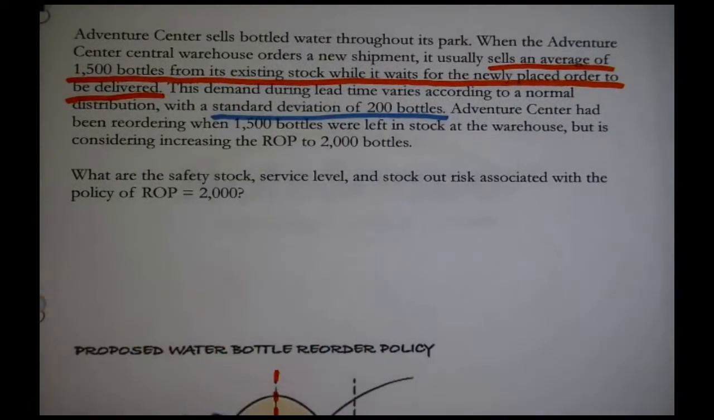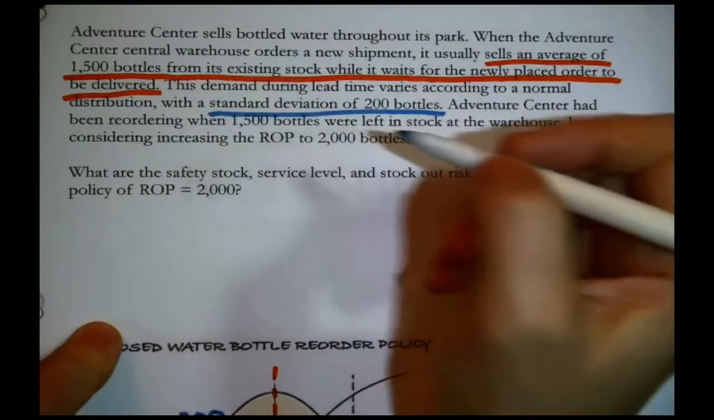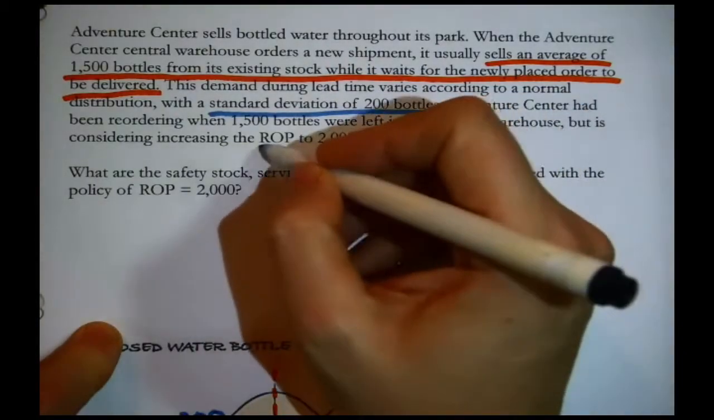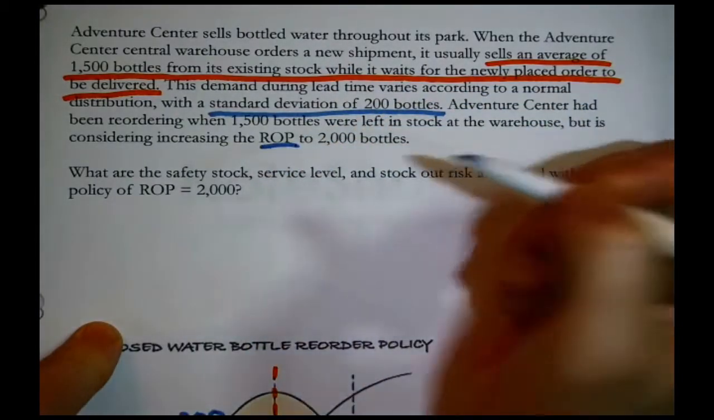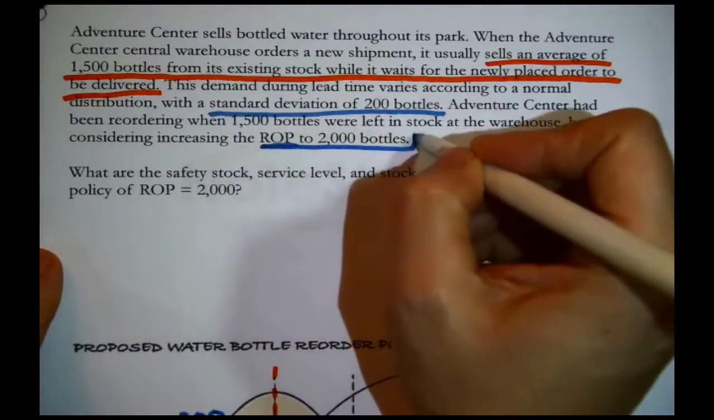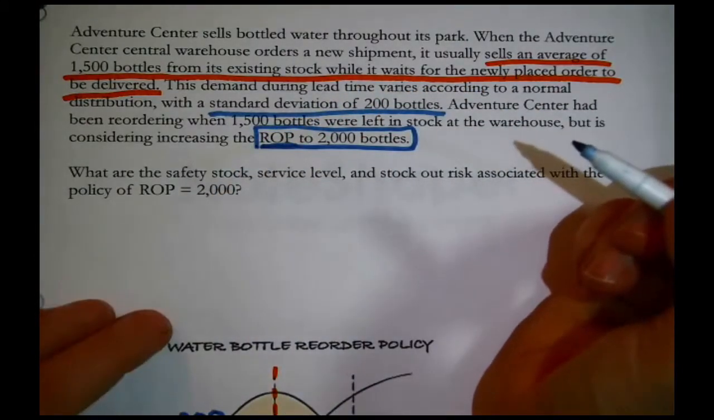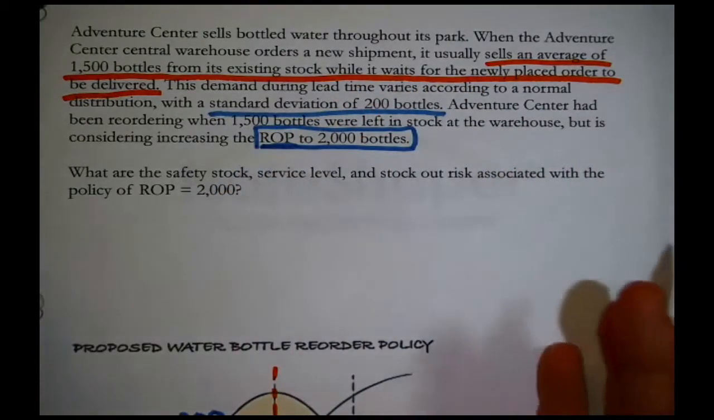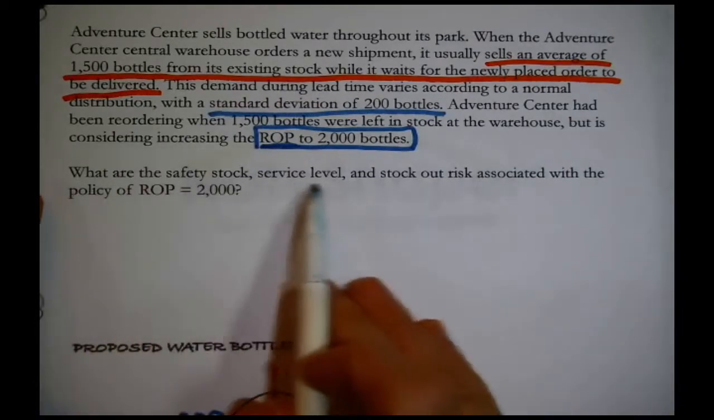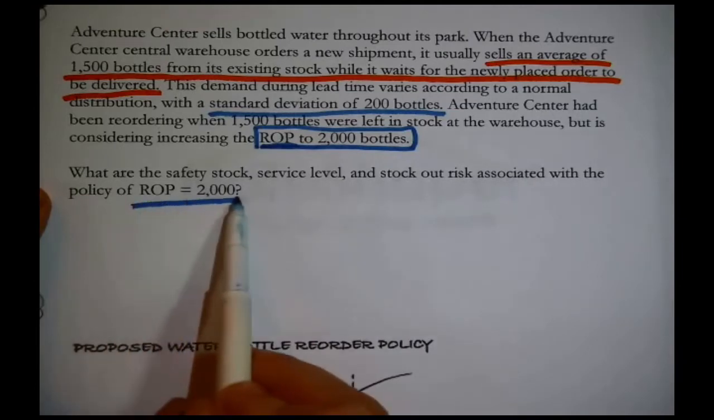Now, wait a minute, what's the question? Adventure Center had been reordering when 1,500 bottles were left in stock at the warehouse. But it is considering increasing the reorder point, that's what ROP stands for, to 2,000 bottles. So this is a proposal right here. Perhaps we should do this: reorder when there's 2,000 bottles left. What's the question? What are the safety stock, service level, and stock out risk associated with this policy that they're considering?